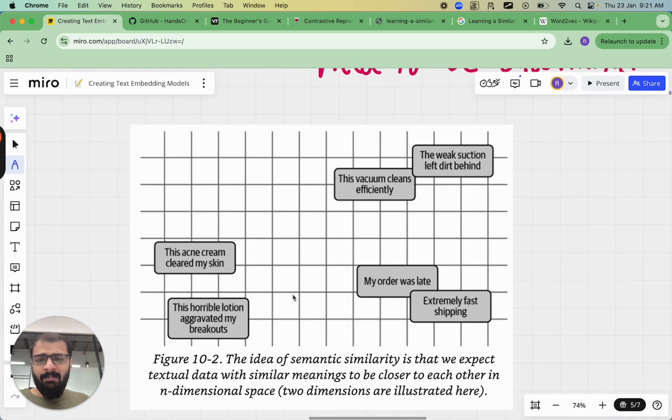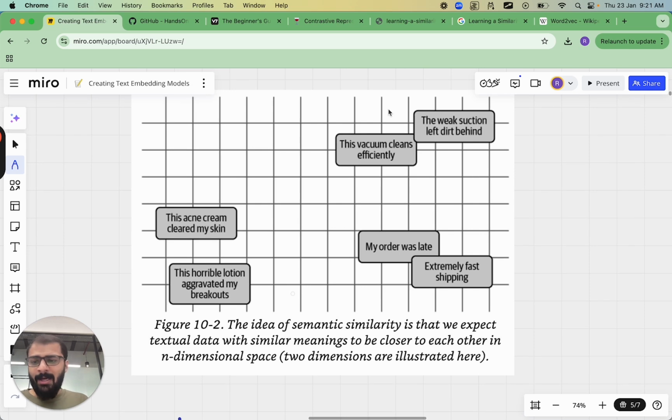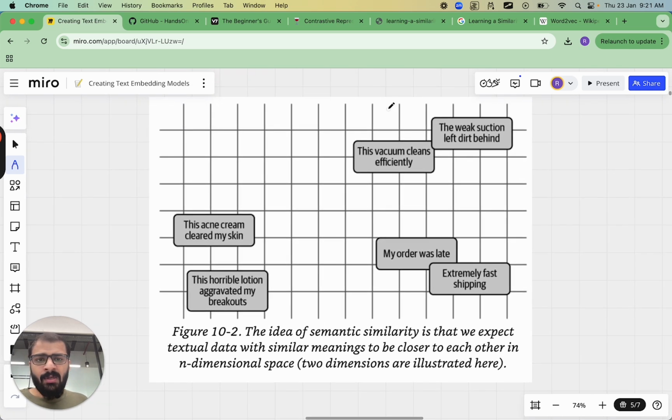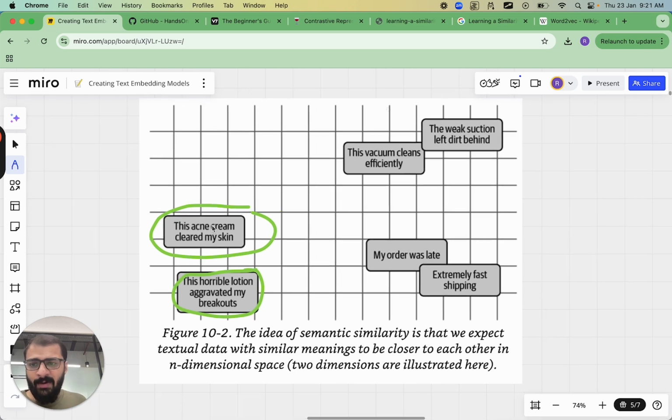And let's take an example which has been shown in the Hands-on Large Language Models book. So here you can see the vector embeddings for "this acne cream cleared my skin" and "this horrible lotion aggravated my breakouts." These two sentences mean similar things, right? They are with respect to facial cleaners and their effect on the facial, let's say, skin tone. So that's why those are similar and closer to each other in the vector space.